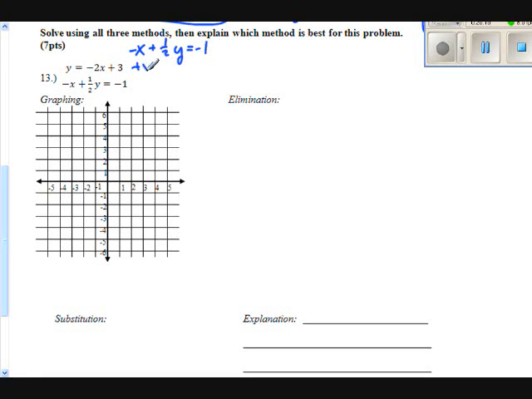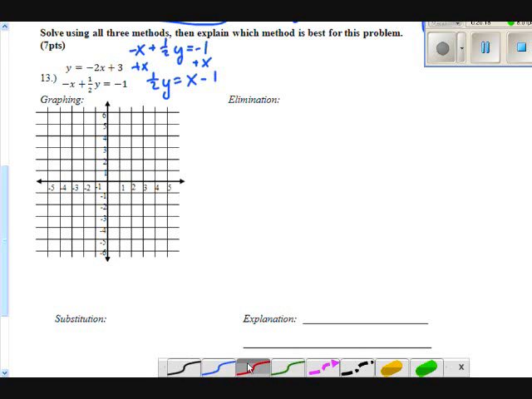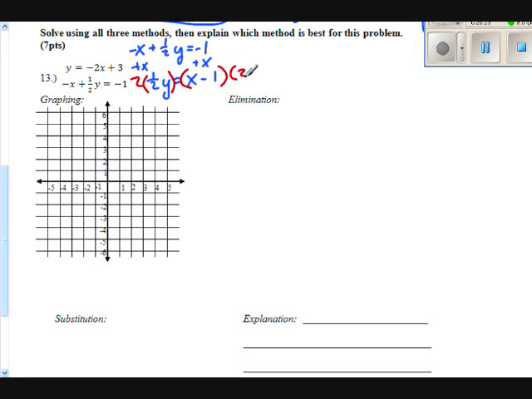So I'm going to have to add the x to each side. So I get 1/2 y equals x minus 1. And now from here, in order to get rid of the 1/2, I'm going to have to multiply each side by 2. So that's going to give me y equals, over here I've got to distribute, so that's 2x minus 2. Okay? So now I can graph.